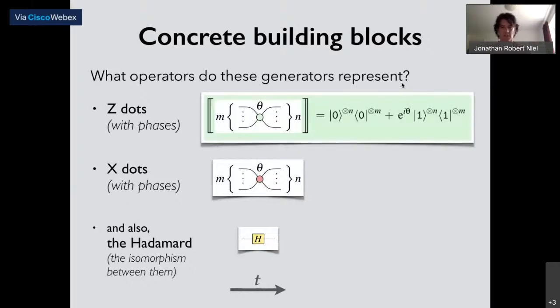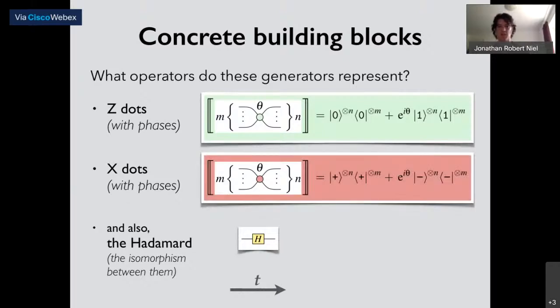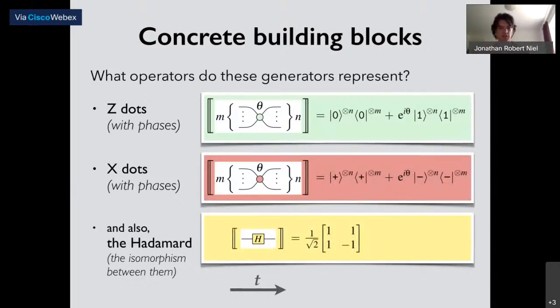We've got, of course, this operator for Z dots, again, sort of preferring the standard basis, as I alluded to, and introducing a phase on the component having to do with the 1 state. Same story for the X dots, only with the plus and minus basis. And the Hadamard needs no explanation. It's the unitary transformation.